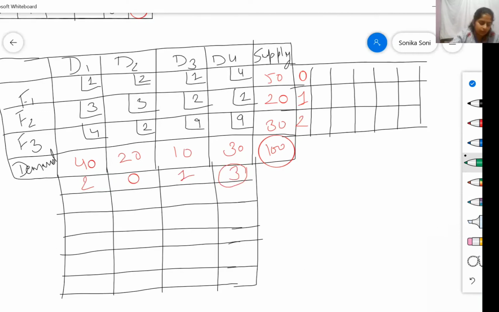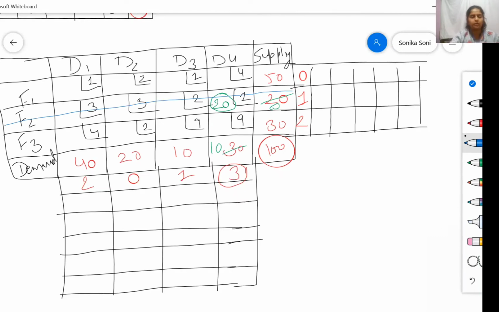So how much can we allocate here? We can allocate only 20 here because we have supply as 20, although demand is 30. So demand gets 10 and supply becomes 0. Now we have to cancel the F2 row out.